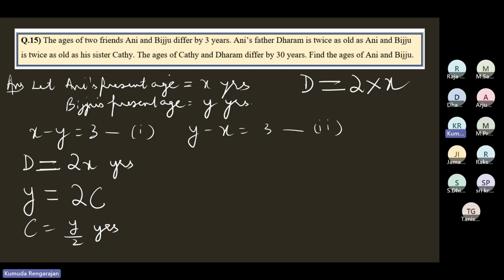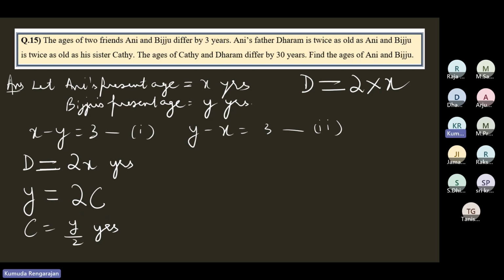Proceed. The ages of Kathy and Dharam differ by 30 years. The ages of Kathy and Dharam. Now, who's Kathy? Kathy is Biju's sister. And who's Dharam? Dharam is Annie's father. So obviously here you cannot say you do not know who's elder.